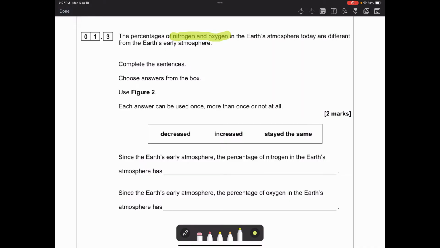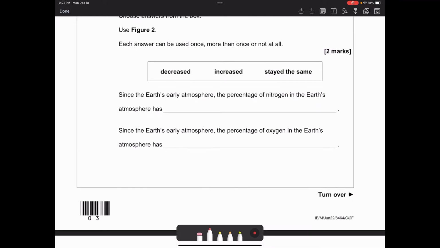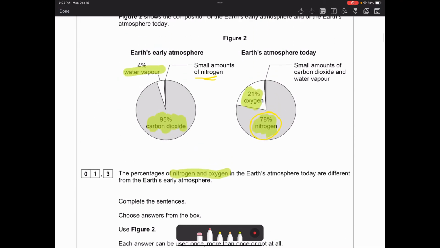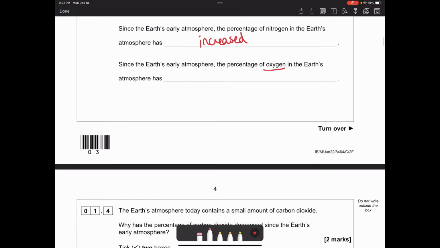Since the Earth's early atmosphere, the percentage of nitrogen in the Earth's atmosphere has, well, if we look in the early atmosphere, we had small amounts of nitrogen, now it's 78. So it's obviously gone up. So it is increased. Since the Earth's early atmosphere, the percentage of oxygen in the Earth's atmosphere has, if I go back to the diagram, oxygen isn't even noted on the early atmosphere, but now we've got 21%. So it's obviously got bigger again. So again, it's increased.